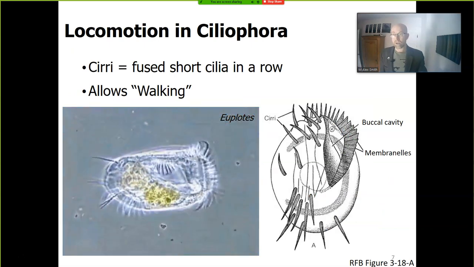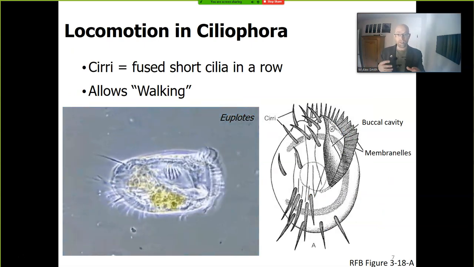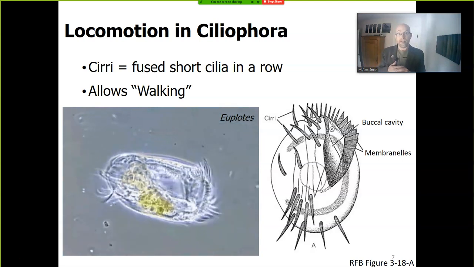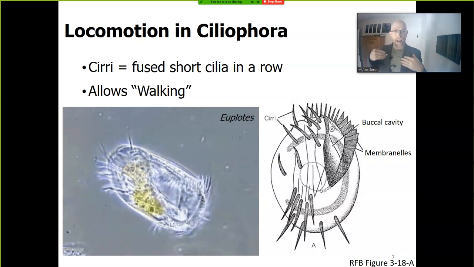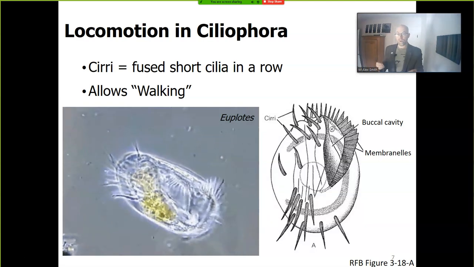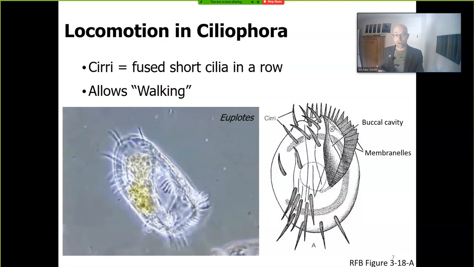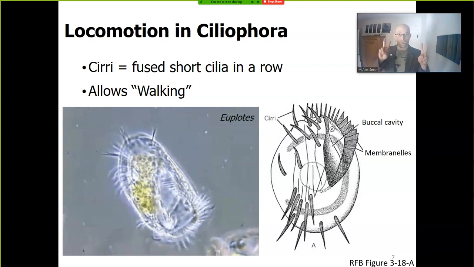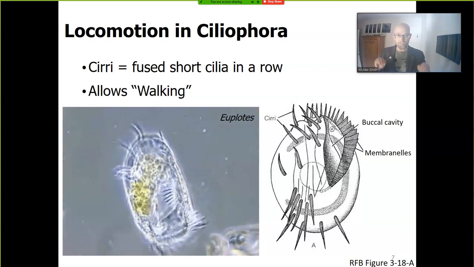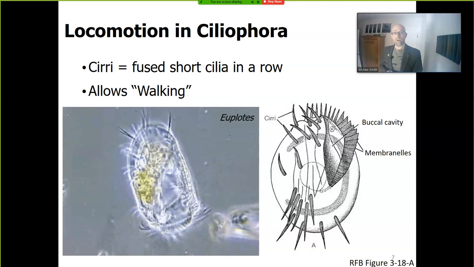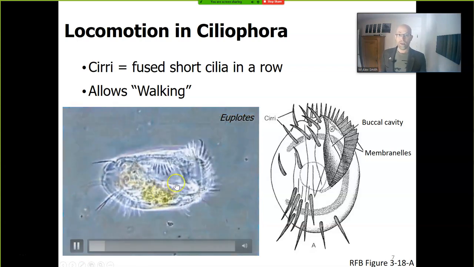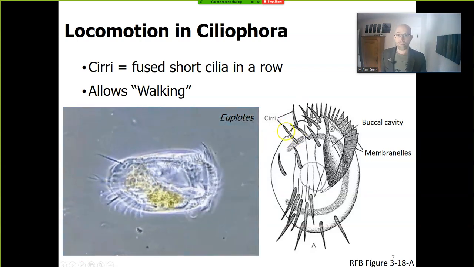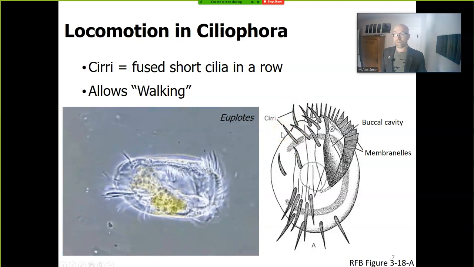Now, sometimes those cilia are short ones and they're fused. And that allows what appears, so instead of that kind of metachronal waves that allow you to paddle through, these fused cilia, called cirri, allow the Ciliafriend to appear to walk or to kind of peg its way through. And so that's what you're looking at here. The Euplotes in that video was walking across the slide. So you can see in the diagram, fused cilia.